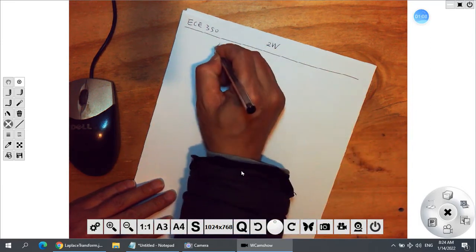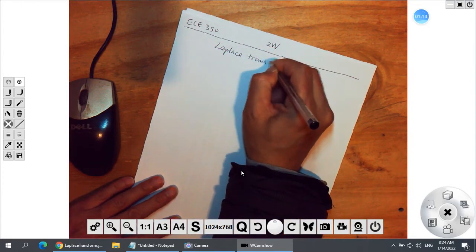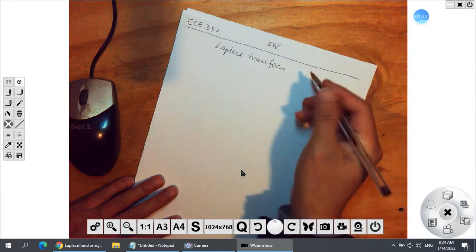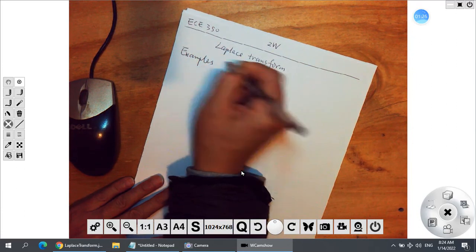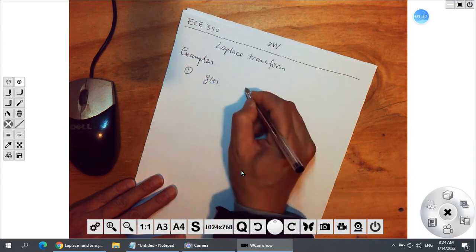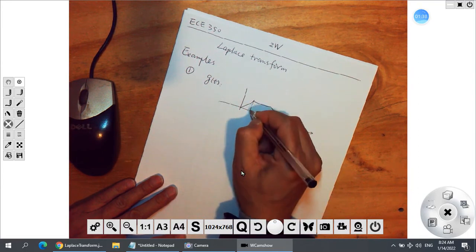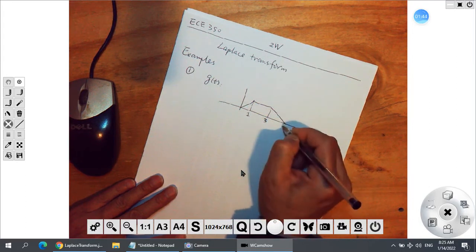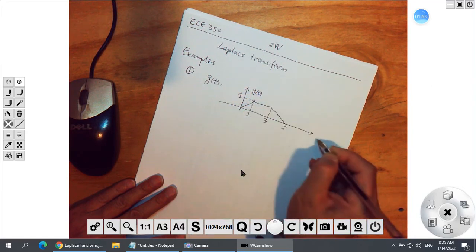For Laplace transform, okay, we consider some examples. The first one. Suppose we have a signal g of t given by a graph. Here are the values 1, 2, 1, 3, and 5. And here's a 1. Okay, this is g of t, and this side is t.